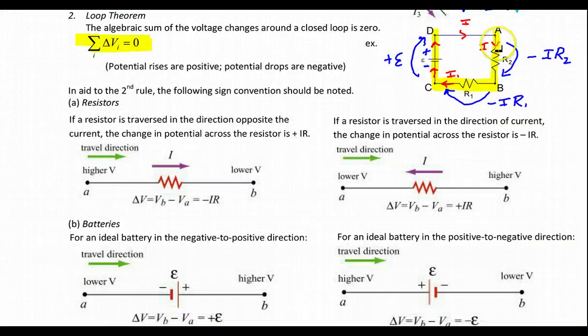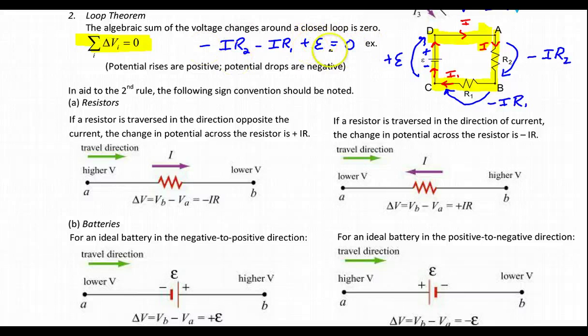And now as we continue our journey from A, B, C, D, and then back to our starting point A, we find that if we add all of these potentials, minus IR2 minus IR1 plus the EMF, they will all add up to 0. This is consistent with the conservation of energy law, since all of the decreases in electric potential energy across these two resistors will be equal to the increase of potential energy across the battery.